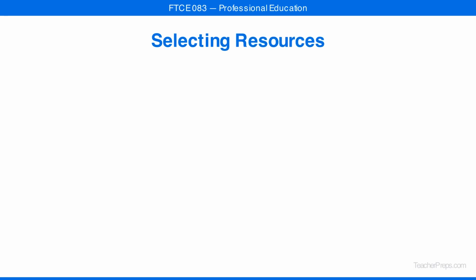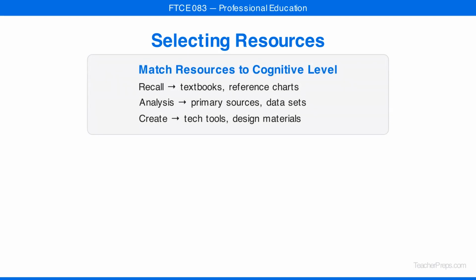Once you have a clear objective, you select resources that match the cognitive level of that objective. A recall objective might need a textbook or reference chart. An analysis objective might need primary sources, data sets, or case studies. A create objective might need art supplies, technology tools, or design materials.